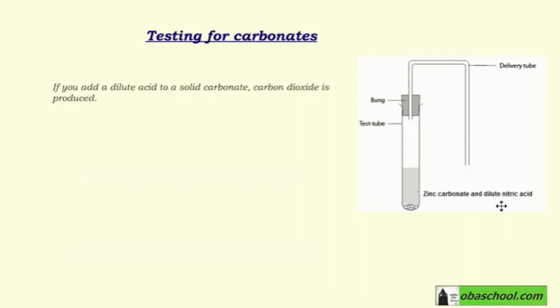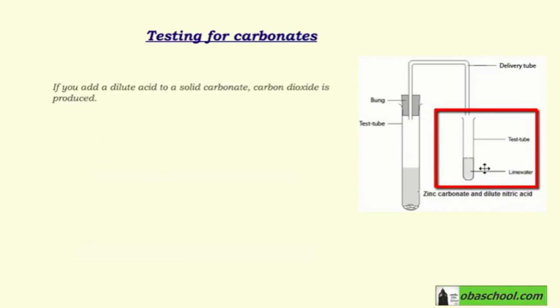If we want to make sure that the gas produced is carbon dioxide, what should we do? We talked before about a test for carbon dioxide, which is using lime water. So on the other side, we put lime water in a small test tube, as you can see here. When the reaction initiates between zinc carbonate and dilute nitric acid, we will obtain a gas that will reach this small test tube. If lime water turns milky, then this gas is carbon dioxide gas.